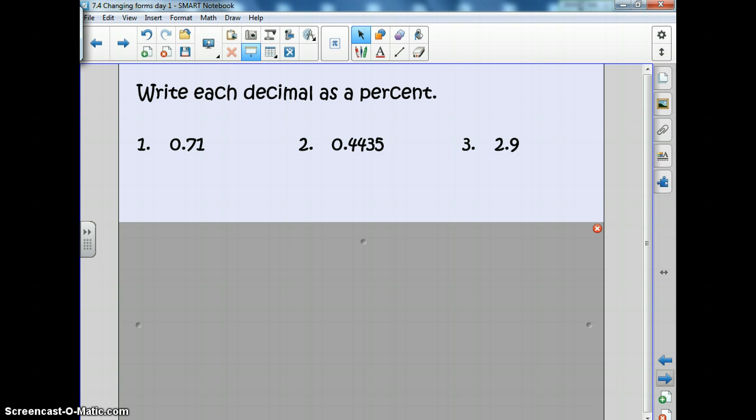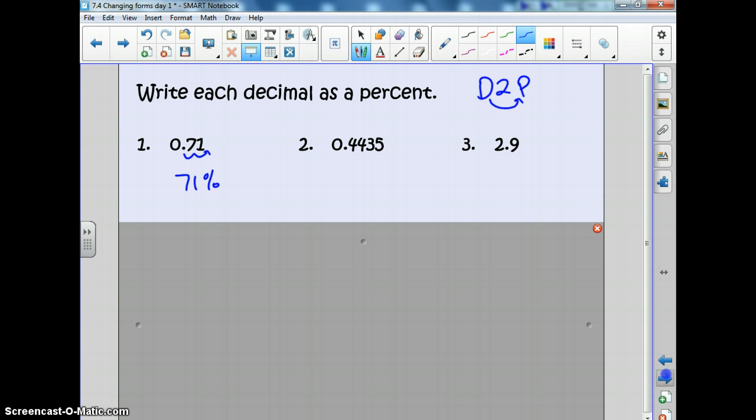So write each decimal as a percent. So decimal to percent, D2P. I'm going to move the decimal place 2 places to the right, decimal to percent. So I move it over 2 places to the right, it becomes 71%.